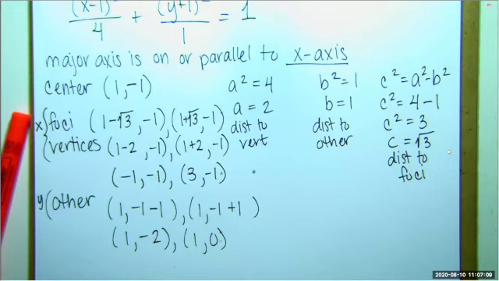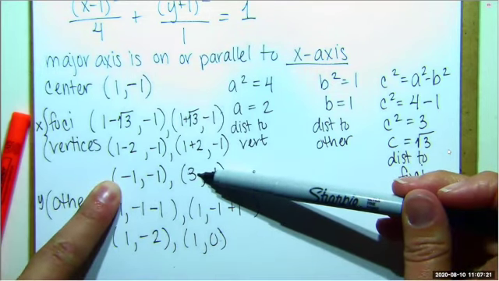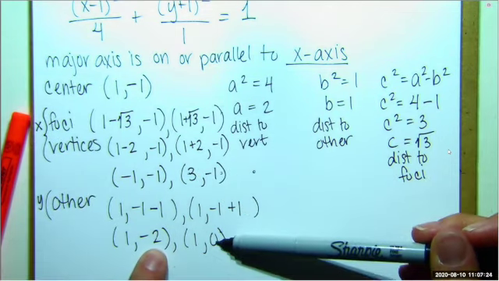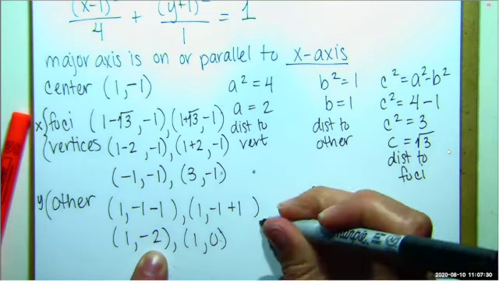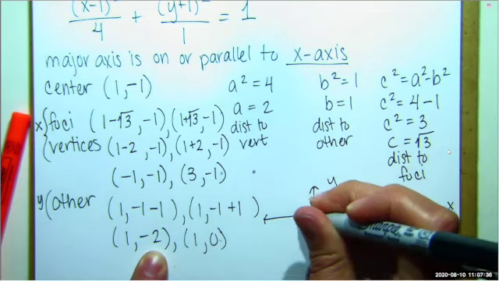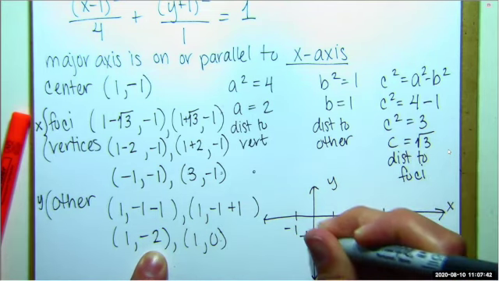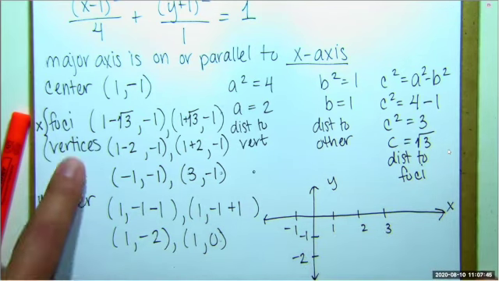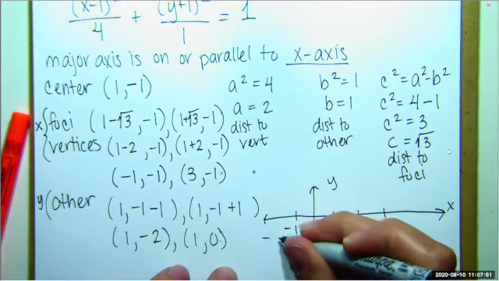All right, the last thing we need to do here is graph this. And this one, our x coordinates go from negative 1 to 3, and our y coordinates go from negative 2 up to 0. So that should be pretty easy to graph here. So let's see, our center was at 1, negative 1. Our major axis is parallel to the x-axis.